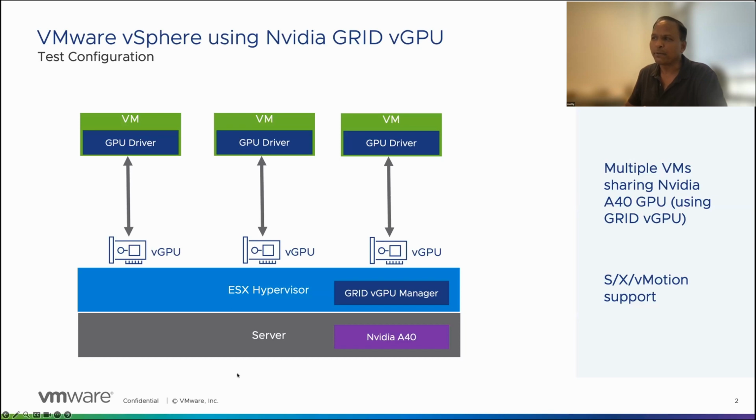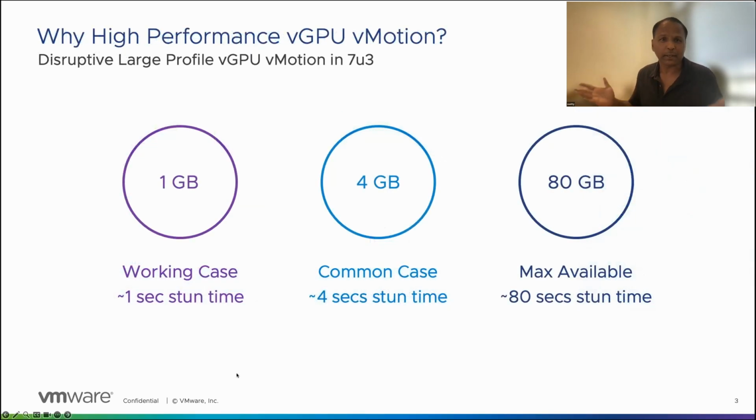And why is vGPU vMotion challenging compared to regular vMotion? The main difference is with VM memory, the hypervisor has full visibility into how the guest is modifying the memory pages. But with vGPU memory, in contrast, the hypervisor has no visibility into how the guest is modifying the vGPU memory, because this vGPU memory is all owned by the NVIDIA plugin. And so there's no way for us to track these guest page modifications, which poses a significant challenge for us.